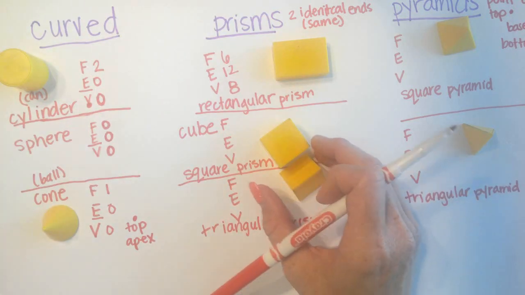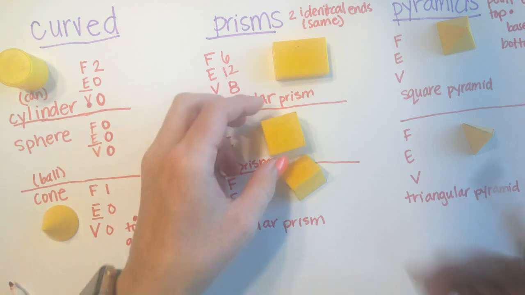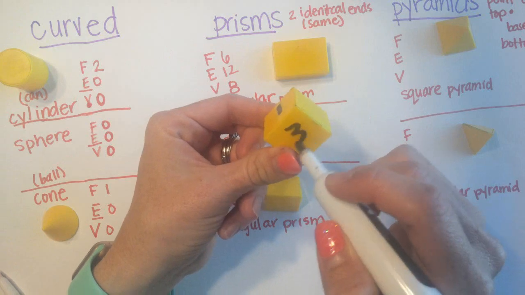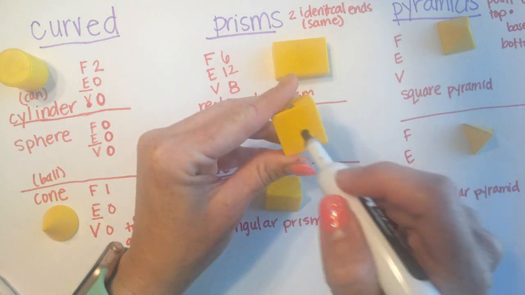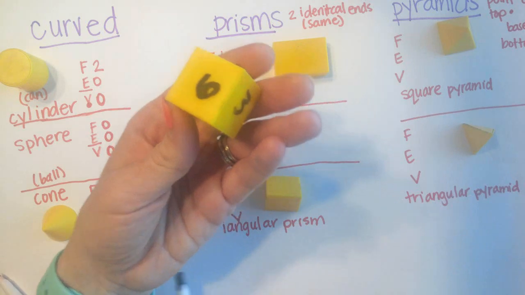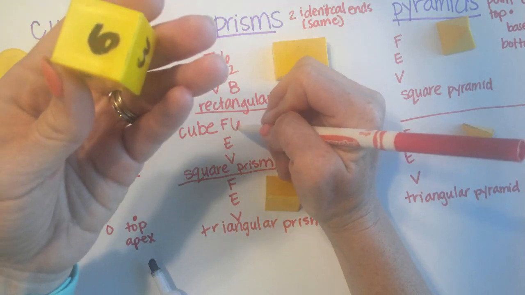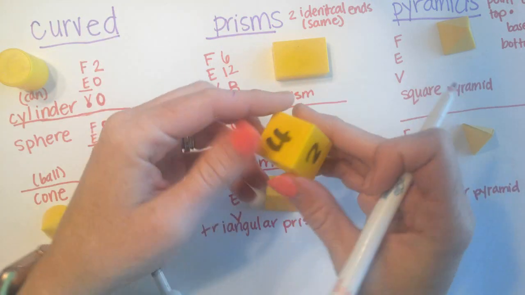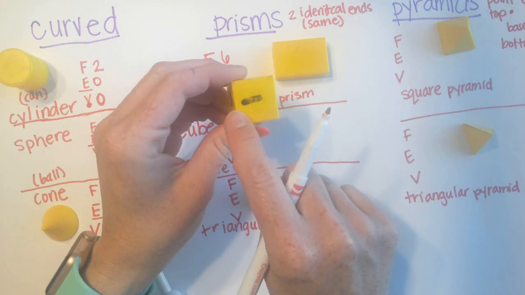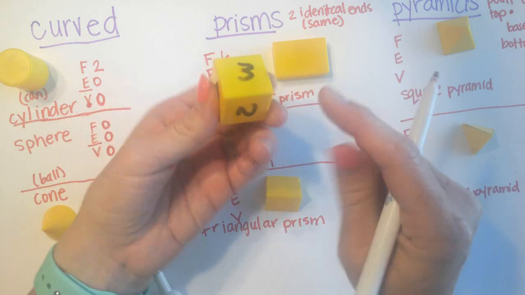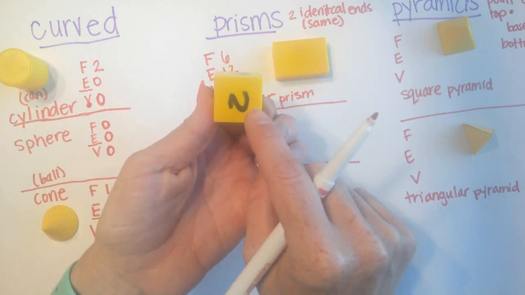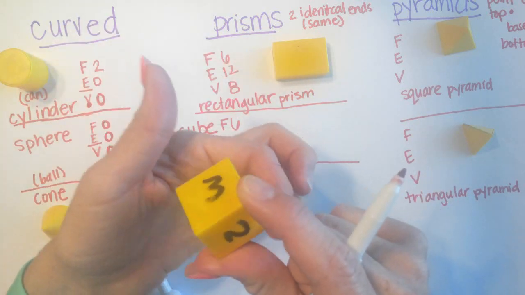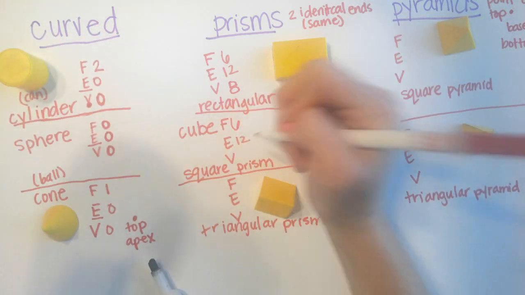Then we have a cube, which is also a square prism. So 1, 2, and then you go around, 3, 4, 5, 6. Okay, so it has 6 faces, just like the rectangular prism. And then if we count our edges, we can start at the bases. 1, 2, 3, 4, flip over, 5, 6, 7, 8, and then go down the middle, 9, 10, 11, 12. So we have 12 edges.